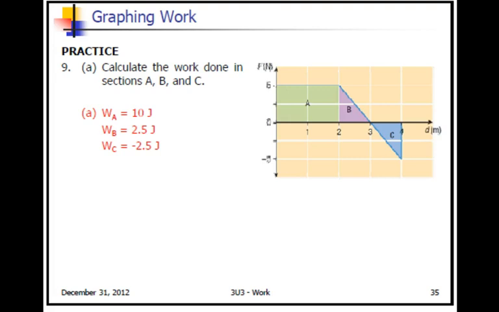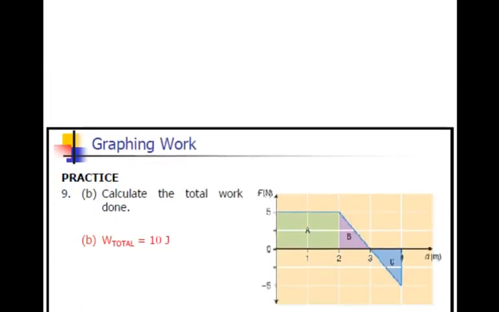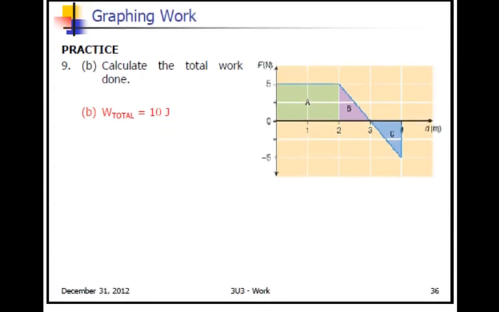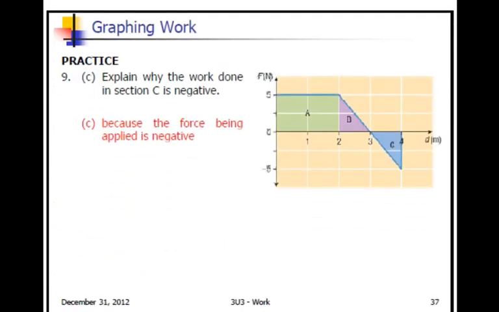Interestingly enough, the work done in B is counteracted by the work done in C. So if we're asked to determine the total work, it is the work of A plus the work of B plus the work of C. That is really just equal to the work of A, because B plus C would be 0. So we have 10 joules of work done in total. Why is the work in section C negative? Because the force being applied is negative in this case.